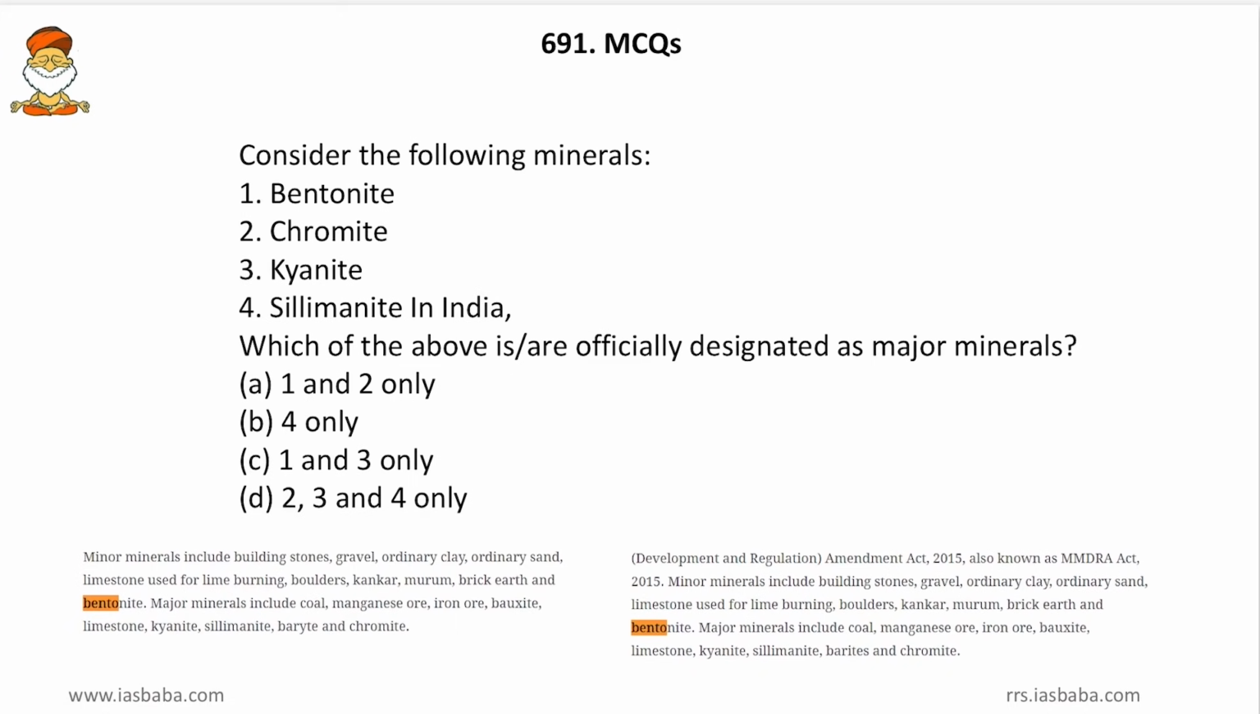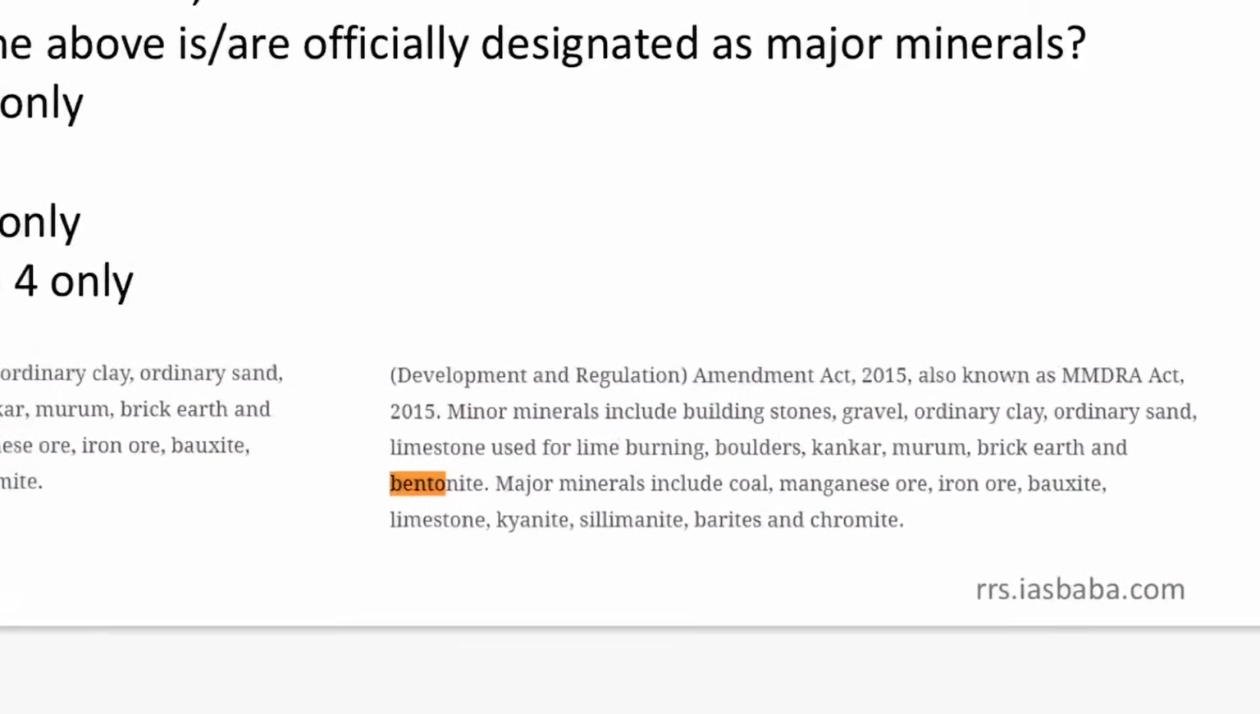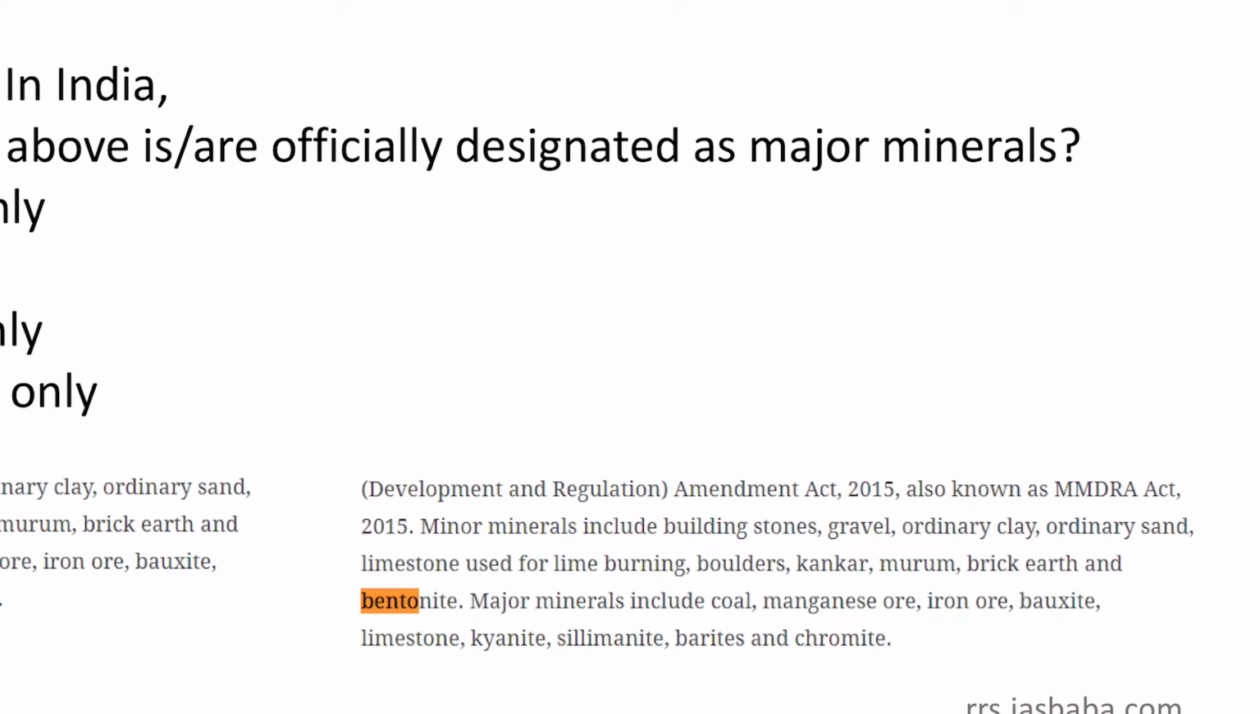Consider the following minerals: bentonite, chromite, kyanite and sillimanite in India. Which of the following is or are officially designated as major minerals? Yes friends, here it is very difficult to take the guesswork, and it is nothing but a factual one. But once again friends, UPSC is not asking you to learn by heart all the minerals, those that are major or minor. It is asking you to read the newspapers daily. So here, it is an excerpt from Indian Express, and it gives all those that are exactly present in the options. So here we have bentonite, and then kyanite, then sillimanite and chromite.